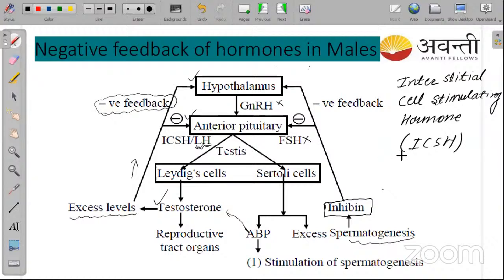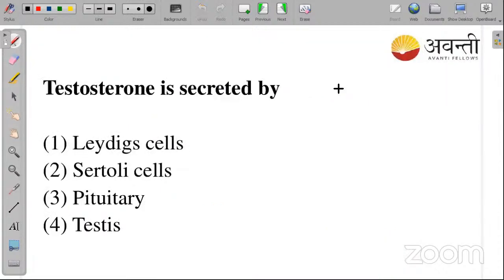Okay, so coming to the next. If you have a doubt, please mention it in chat. If not, then going to the next. The next is a question: testosterone is secreted by. I want the most accurate answer. The options are Leydig cell, Sertoli cell, pituitary, or testis. I am launching the poll for you.